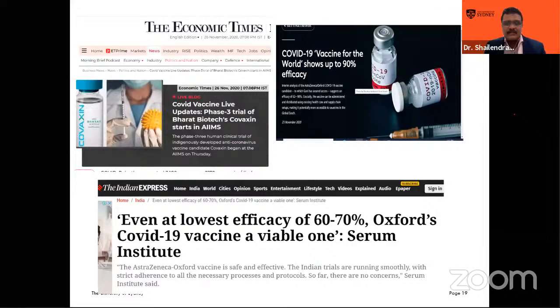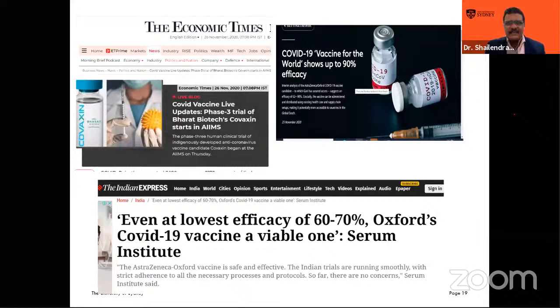Now, this is the headline from Serum Institute saying even at lowest efficacy of 60 to 70%, the Oxford COVID-19 vaccine is still a viable one. And the other one, which is the same vaccine, is showing 90% in the UK population. Now, let's look at the efficacy part of it.